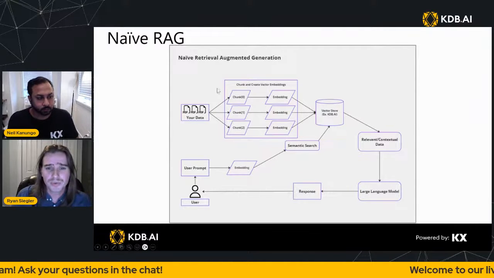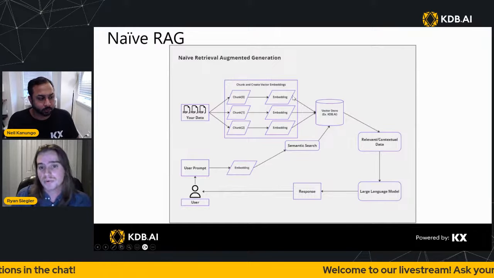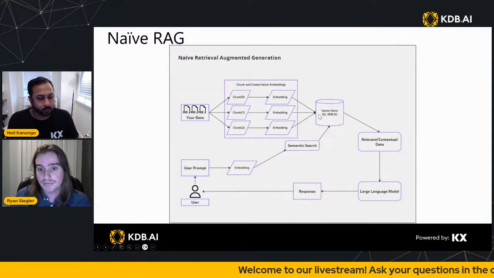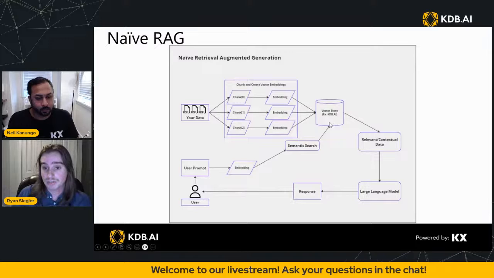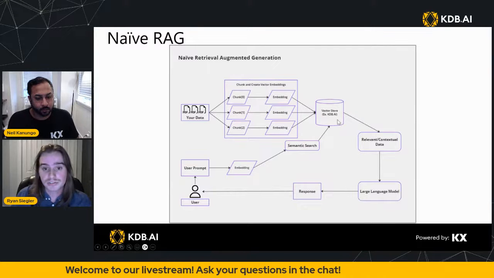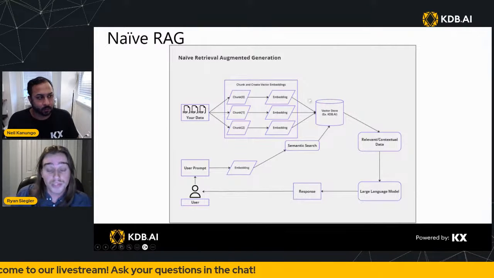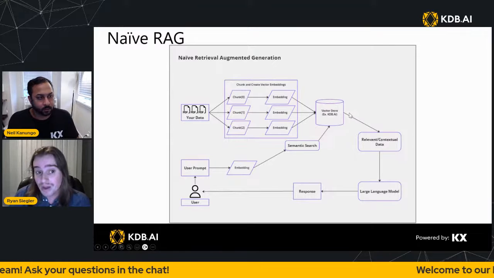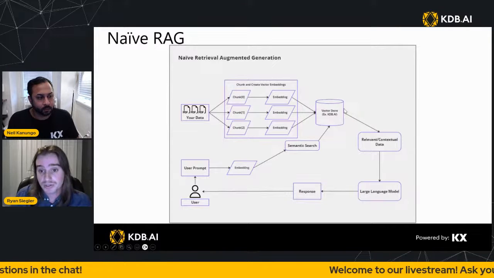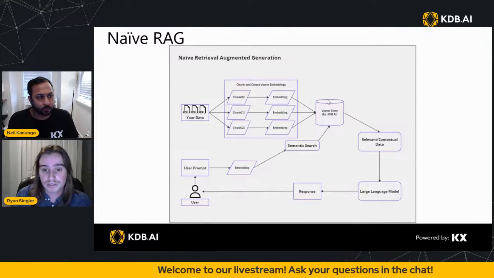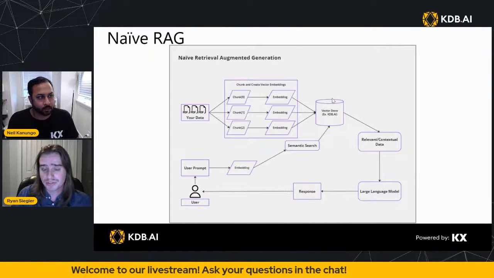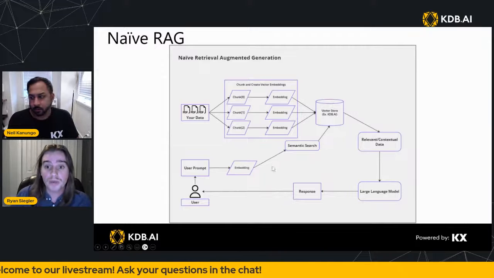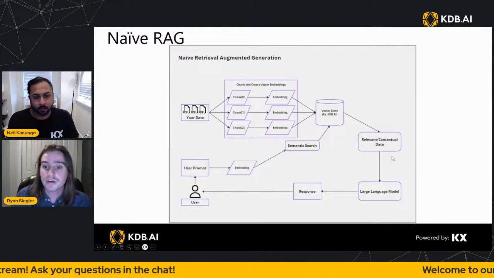But after we have embedded all of our chunks, we then can store that into a vector database or a vector store. So KDB.AI is a great vector store to use. So when we get to this point, all of our data is now stored in vector embedded format within this vector store. And this gives us some really unique capabilities when we are trying to retrieve the relevant data that we want.